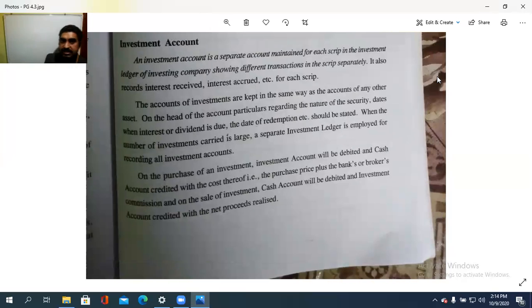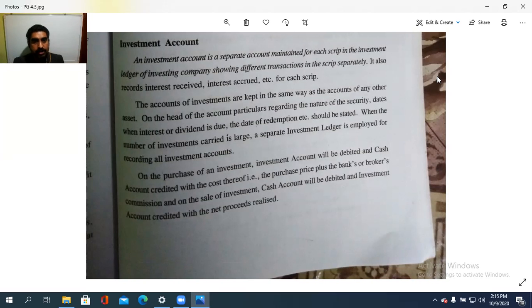An investment account is a separate account maintained for each scrip in the investment ledger of the investing company, showing different transactions in the scrip separately. It also records the interest received, interest accrued, etc. for each scrip. ഓരോ ട്രാൻസാക്ഷനും ഇൻട്രസ്റ്റ് റിസീവ്ഡ്, ഇൻട്രസ്റ്റ് പെയ്ഡ്, ഇത് രണ്ടും കൂടെ കണക്കാക്കണം. ഇതിനെക്കുറിച്ച് എഴുതുന്ന സെപ്പറേറ്റ് അക്കൗണ്ട് ആണ് ഇൻവെസ്റ്റ്മെന്റ് അക്കൗണ്ട്. The accounts of investments are kept in the same way as the accounts of any other asset. ഇൻവെസ്റ്റ്മെന്റ് ഒരു അസറ്റ് ആണ്.